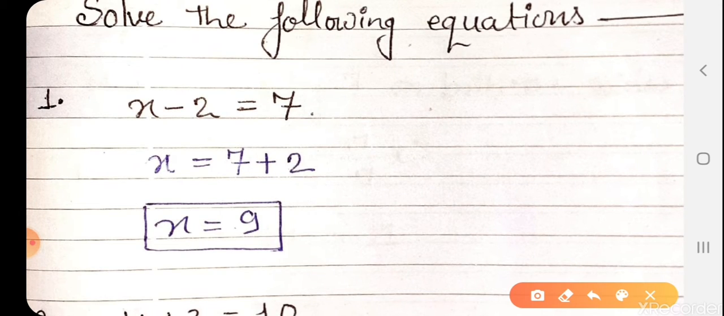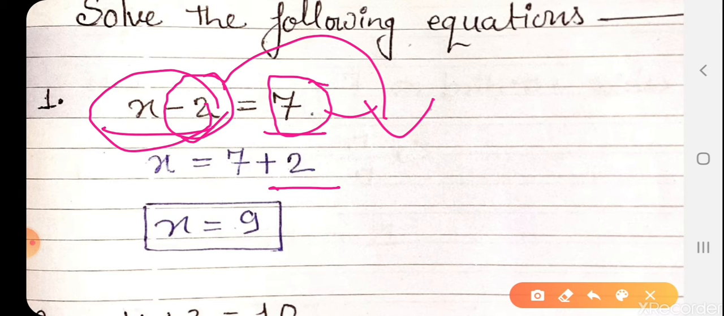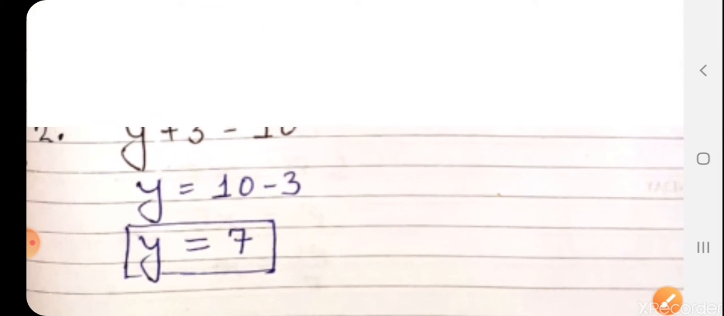The first question is x minus 2 is equal to 7. This is an equation of the type where there is a number on one side and an expression on the other side. What we have to do here is transport this minus 2 to the right hand side. So this is negative 2. After transportation it will become positive 2. So the solution of the equation is x equals 7 plus 2, which is 9. Now let's move to the next question.